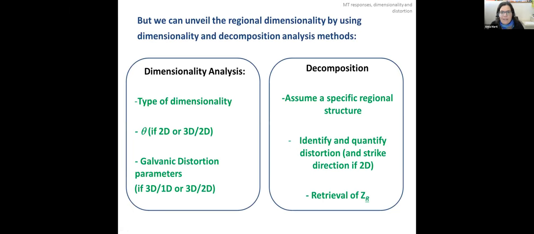But we can unveil the regional dimensionality by using dimensionality and decomposition analysis methods. The first ones, dimensionality analysis, will tell us what is the type of dimensionality, what is the strike if we have 2D or 3D over 2D cases, and in this second case, try to find what are the distortion parameters. Whereas the decomposition methods assume a specific regional structure, identify and quantify if there is distortion, and retrieve the regional tensor.